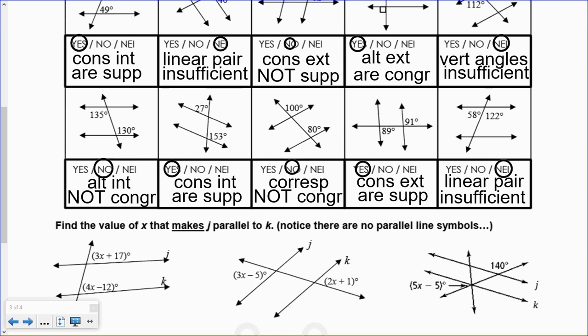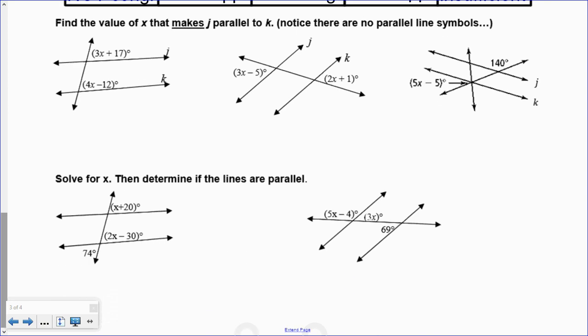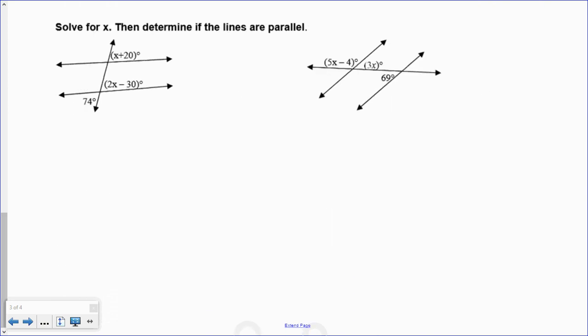Right. That's just one type of question they could ask you about the proving stuff. They could also ask you these kinds of questions. These look really similar to last class, right? The directions are going to be slightly different, though.